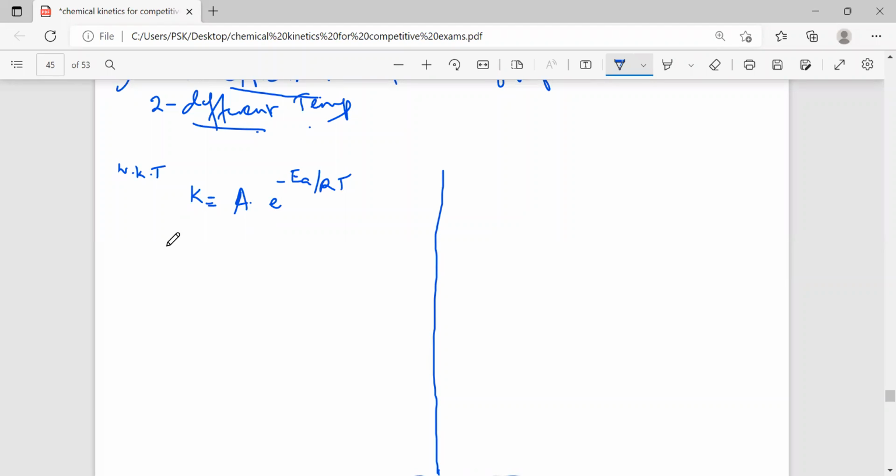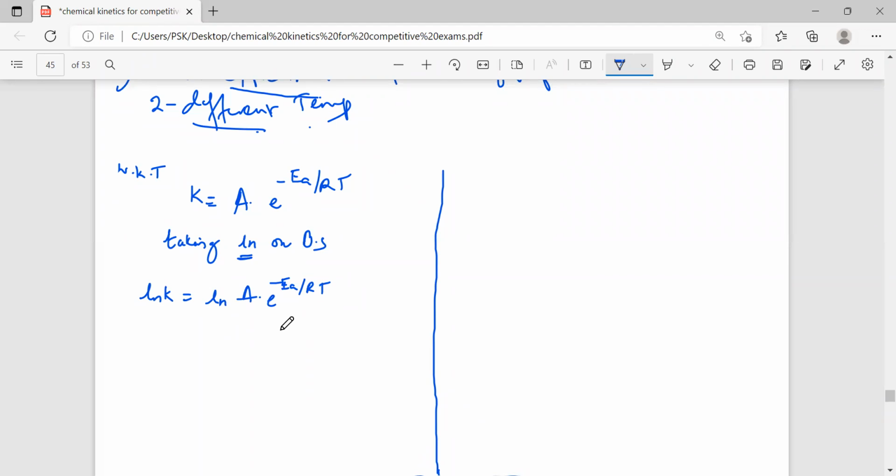Now, taking log on both sides. When I say log, I'm taking natural log. Natural log is represented as ln. Log to the base e is called natural log. Taking natural log on both sides, we can write natural log of k is equal to natural log of A into e to the power minus Ea by RT.